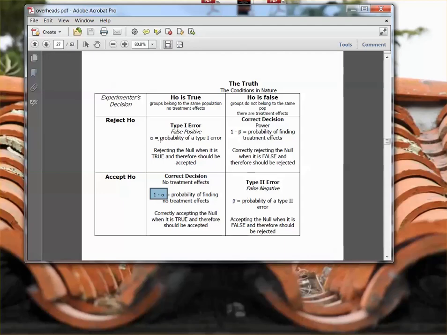So alpha and beta are related to one another, but they're not mathematically related to one another. They're inversely related. So as you increase the probability of one, you're going to decrease the probability of the other. And that's something we'll explore more in videos and in class. So let's look at this graphically.